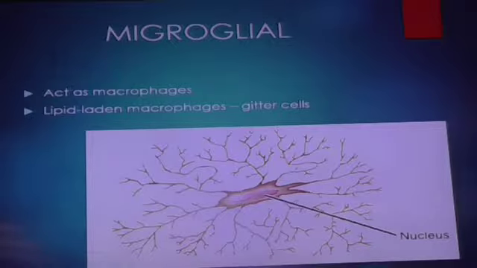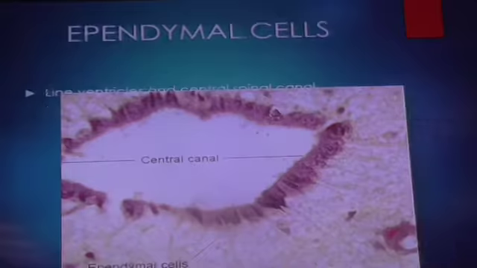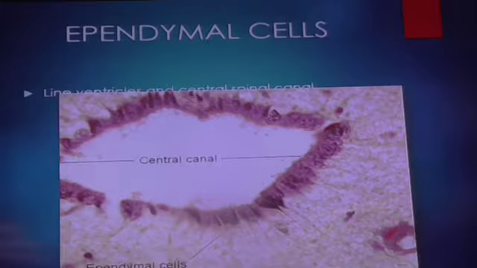Microglial cells, those are sort of your macrophages, and when they're filled with fat or lipid, the term we use is a Gitter cell. So lipid-laden macrophages or lipid-laden microglial cells are called Gitter cells. So there's a lot of terminology you have to make sure you know when it comes to the CNS system. And lastly, for some reason this is over here, we said ependymal cells, they line ventricles, and they also line the central spinal canal.